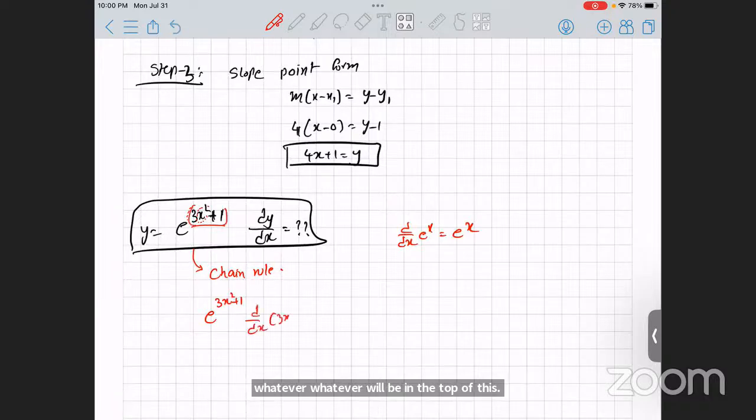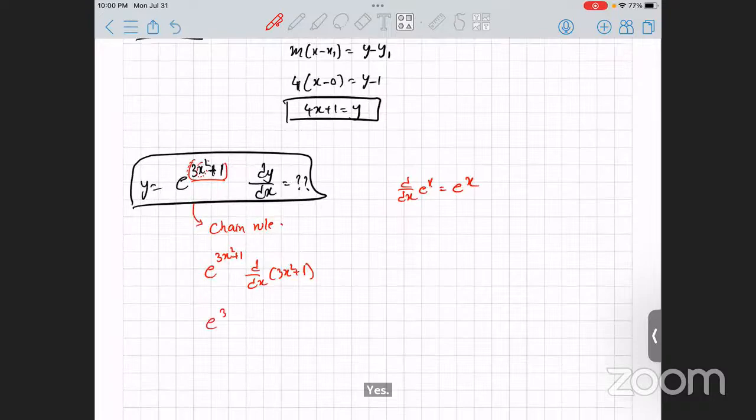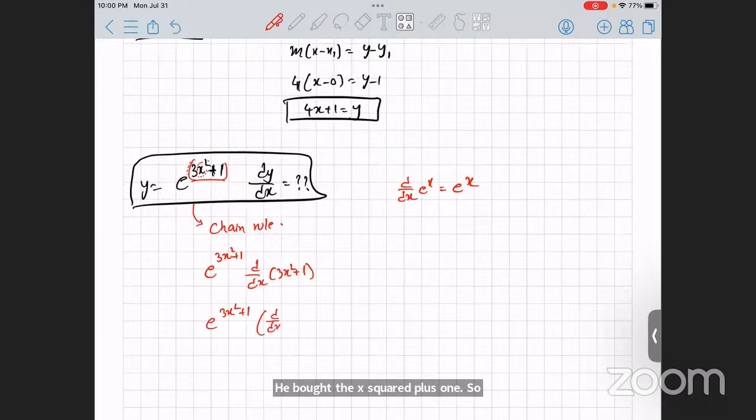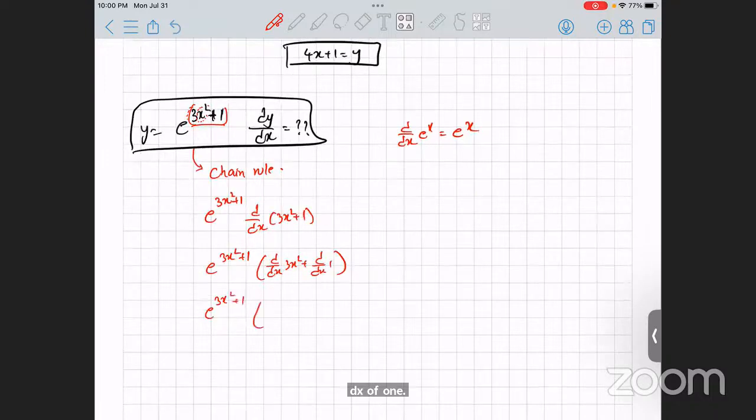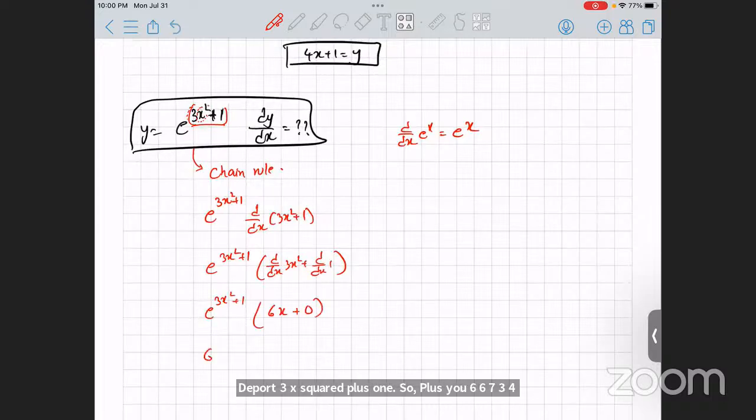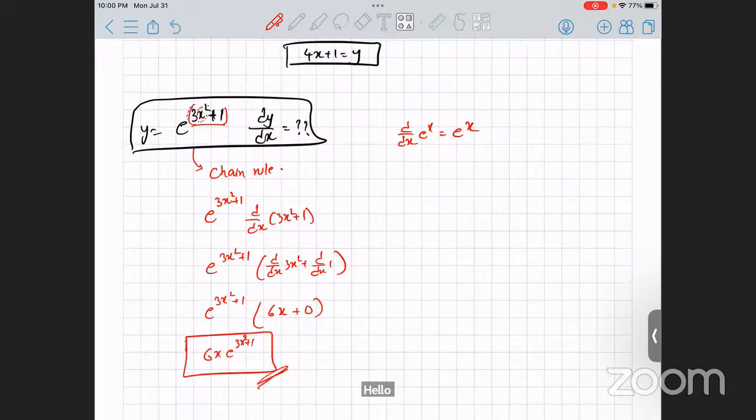Are you listening? Yes, sir. e power 3x square plus 1 times d by dx of 3x square plus d by dx of 1. So d by dx is 6x plus 0. That is 6x into e power 3x square plus 1. Clear, everyone? Yes, sir. Clear. Now I will give you another example.